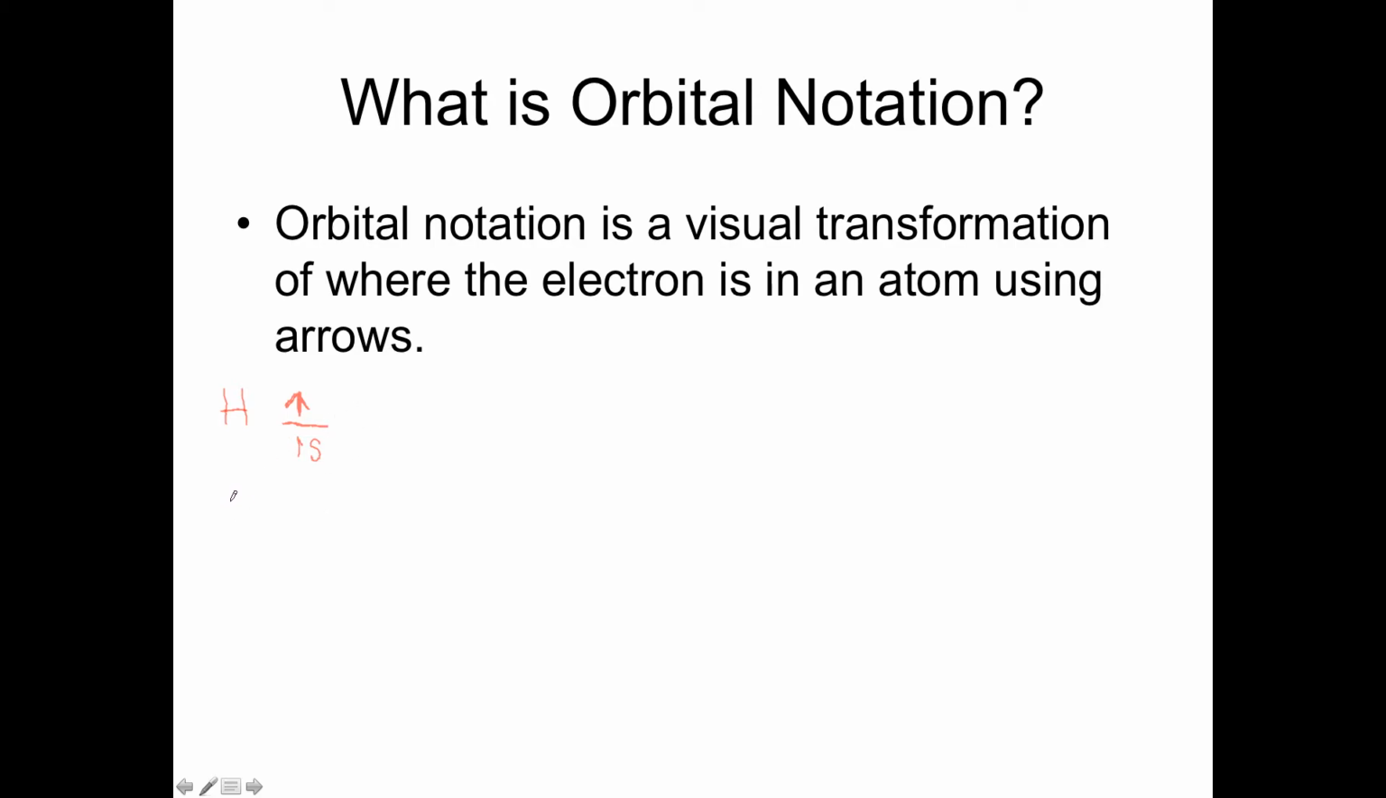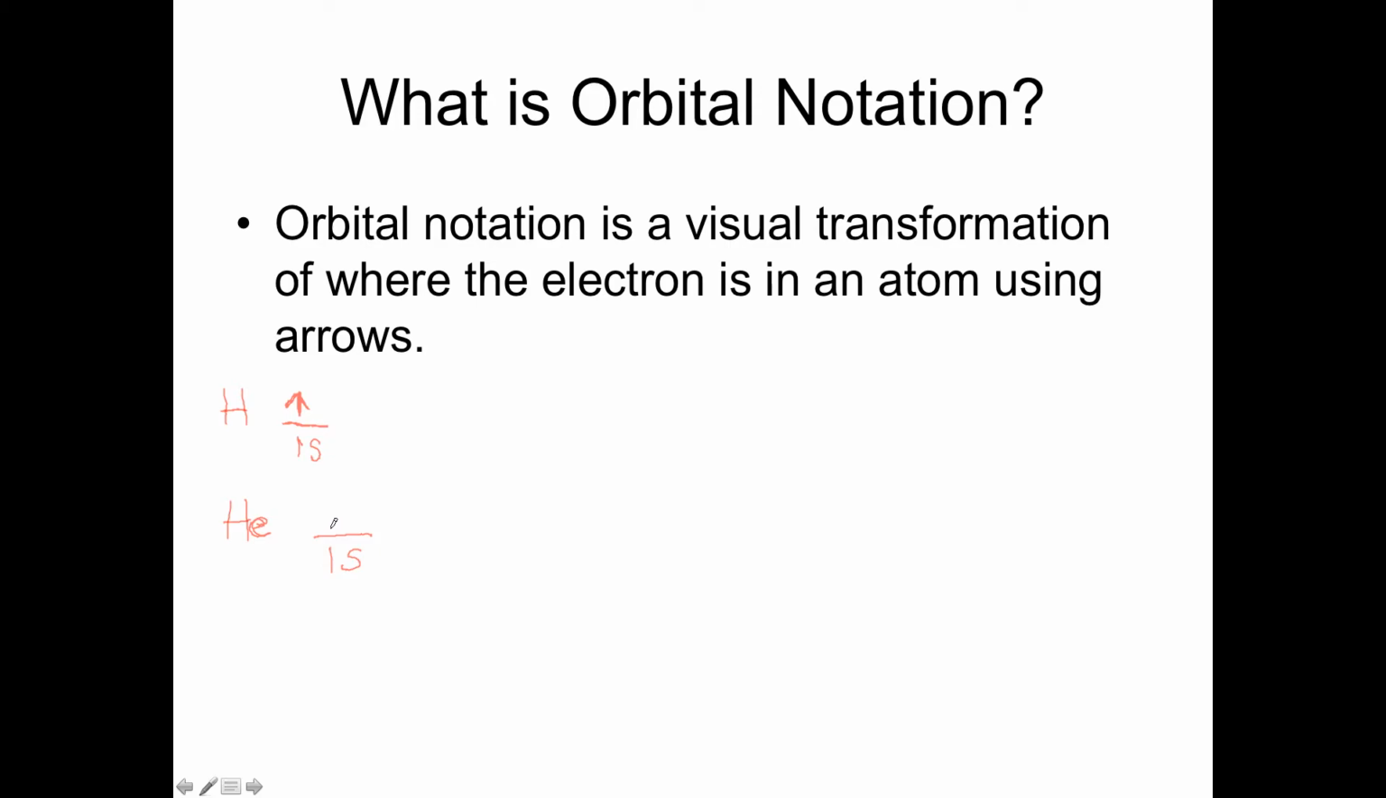Now let's try helium. If you look on your periodic table, helium is in the 1s block, just like hydrogen was. So what I'm going to do is draw one single line. I'm going to label it 1s. One line for the shape, 1s because that's the block that it's in. Now helium has 2 electrons.